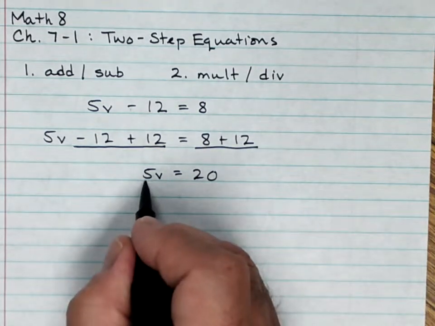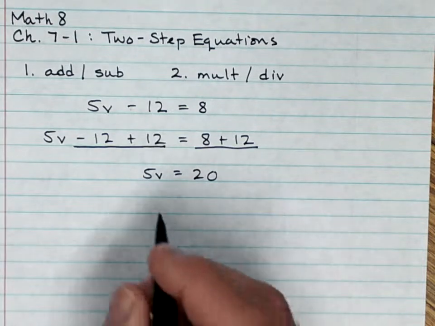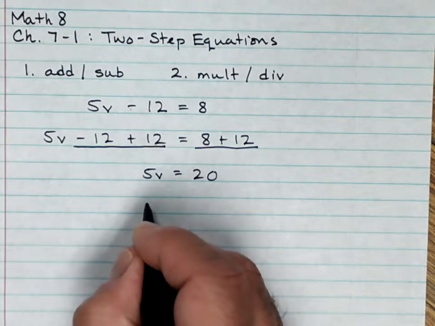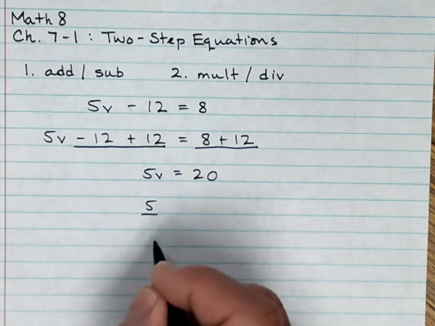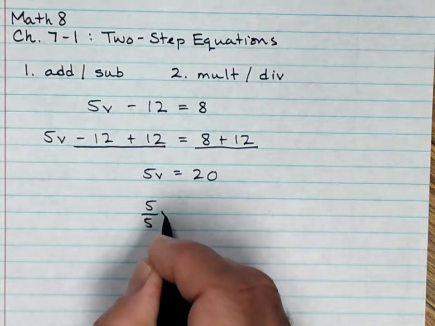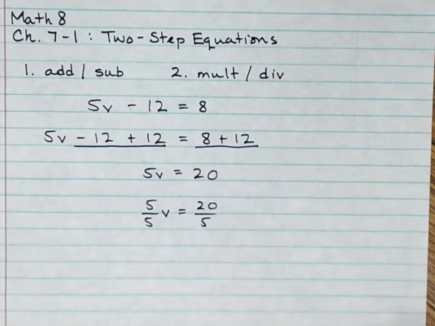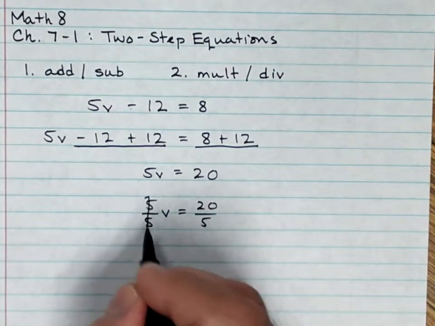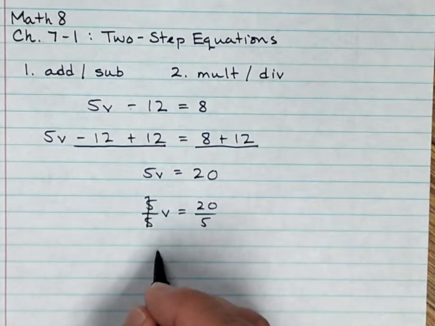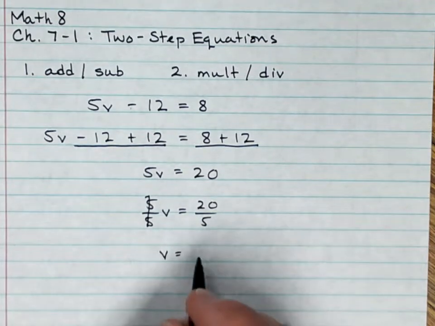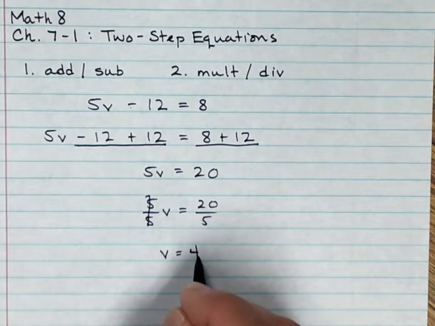Now I can divide by my coefficient of 5. So 5v over 5 is equal to 20 over 5. Let's simplify those fractions. 5 over 5 is 1, leaving us with v, and then 20 over 5 is 4.